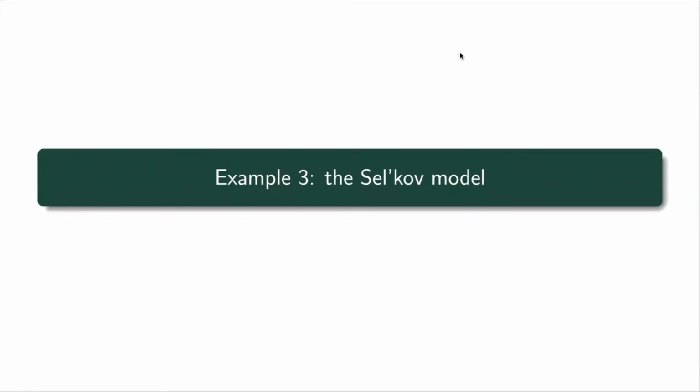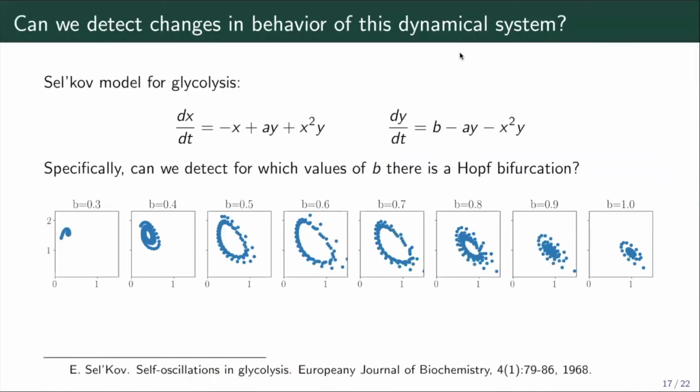This is a real dynamical system, so this is the closest to a real-life application. So the Selkov model is a model for glycolysis, which is a process of breaking down sugar for energy. So this model is defined by the 2 equations shown on the slide, where x and y are concentrations of different chemical compounds. So what we're going to do is fix the parameter value a at a certain value, and we're going to vary the parameter value b.